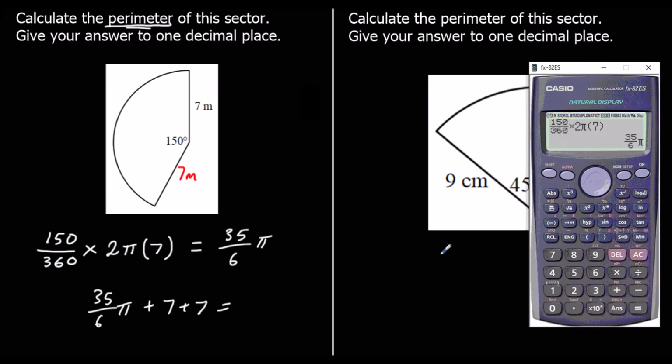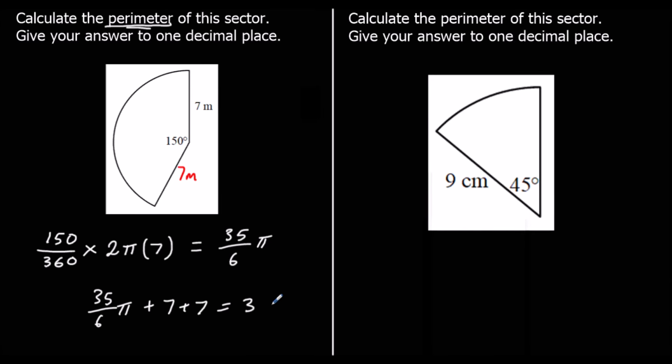So to my answer, I'm going to add on 2 sevens, and given my answer to 1 decimal place, I've got 32.3, and it's in meters. 32.3 meters. The perimeter is a length, so it's measured in meters this time.